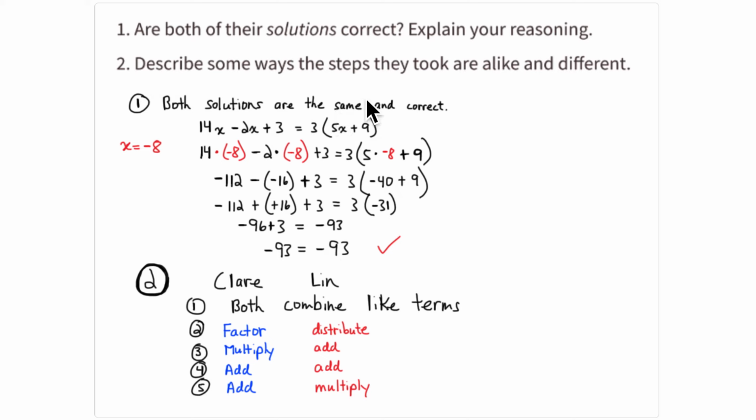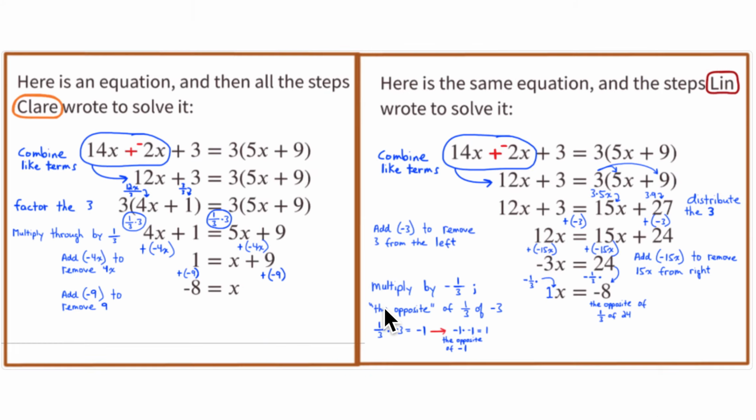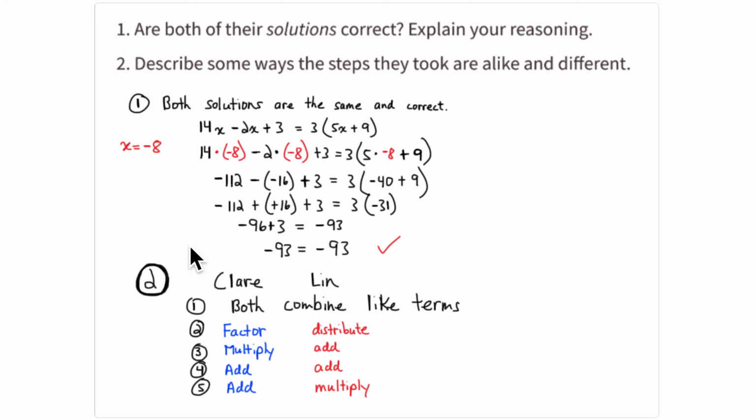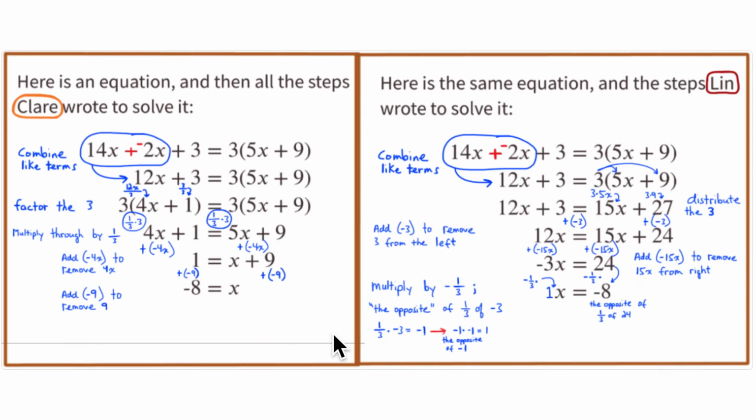And then, what are some of the steps that they took that are alike and some that are different? And I listed them here. So in the first step, they both combine like terms. So up here, they combine like terms in the first step. The second step is really the key. Claire decides to factor. Lynn decides to use the distributive property.